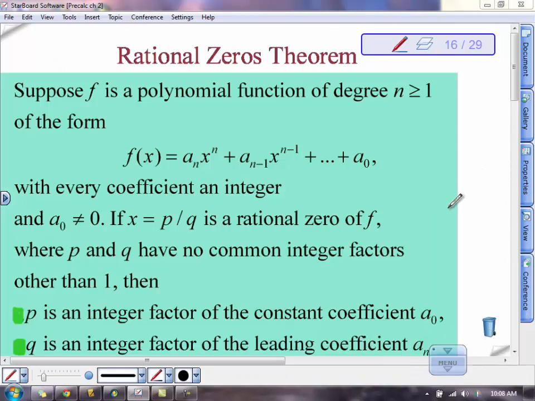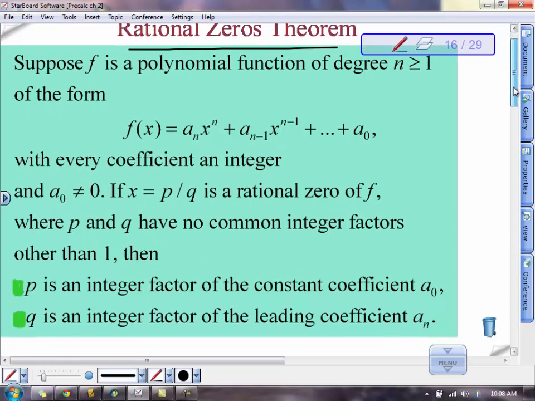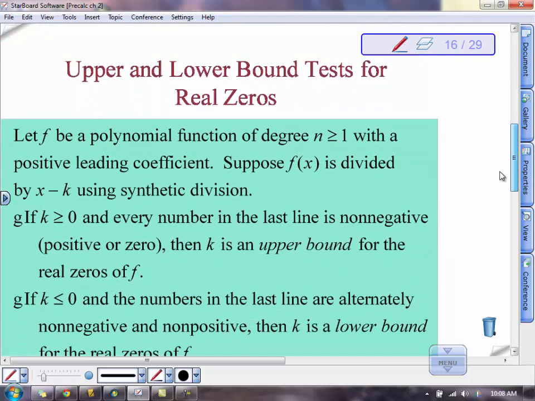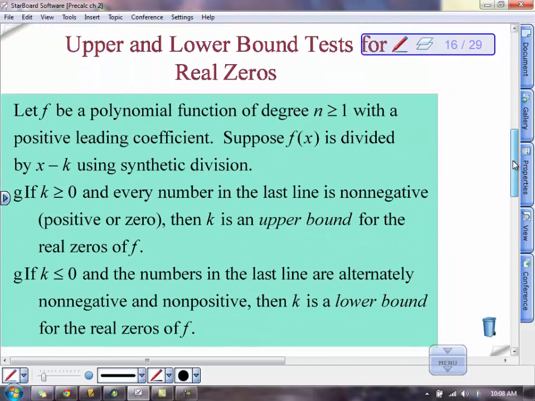Okay, the next thing you definitely want to know is the rational zeros theorem. You're going to read this, and please read it in the book if you haven't already. I mean, it's definitely good to read it. You're going to be confused. All right, and so I'm just going to show you an example of how this applies. And we won't really use the upper and lower bound test.